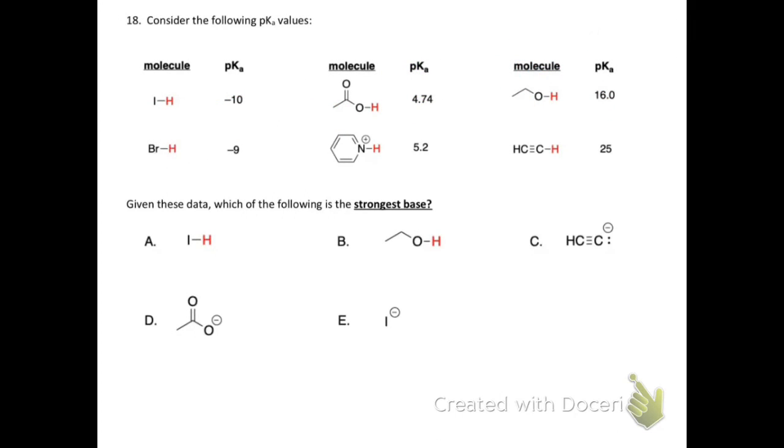This question is asking us to relate pKa values of a few different chemical species with what is the strongest base. So there's 2 relationships here that we need to keep in mind. First of all, what does pKa mean? So pKa means the negative log of the acid dissociation constant Ka. So the implication here is that the lower the pKa of an acid, the greater its Ka. So a lower, more negative pKa means a stronger acid.